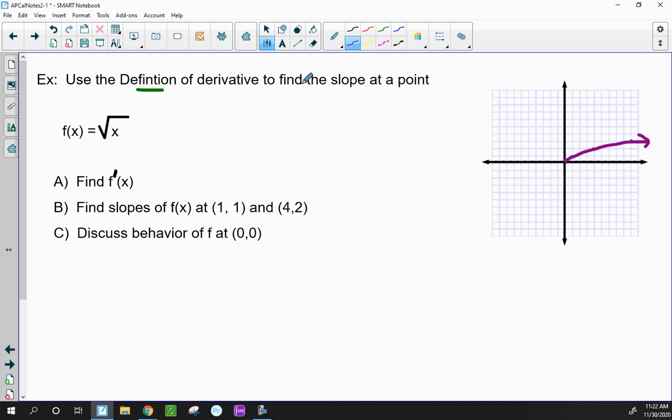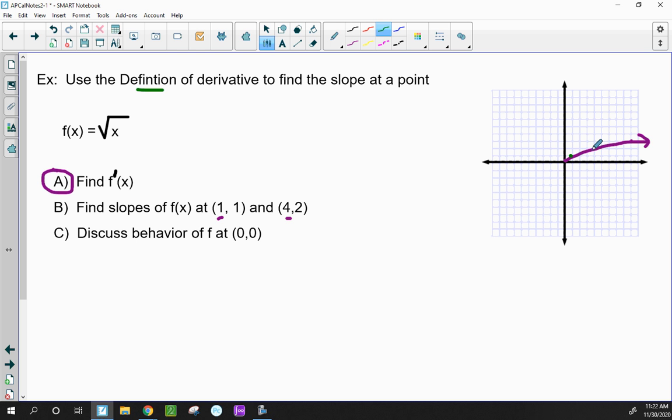Use the definition of a derivative to find the slope at a point. First of all, they want me to find the general derivative, remember the notation. Second, they want me to find the slope at a specific point, when x is 1 and when x is 4. So remember from the past what that basically means. They want me to look at this picture and ask, what kind of tangent line could be drawn when x is 1? What would the slope of that tangent line be? I can tell just by looking that it's going to be positive, but I have to find the precise answer.